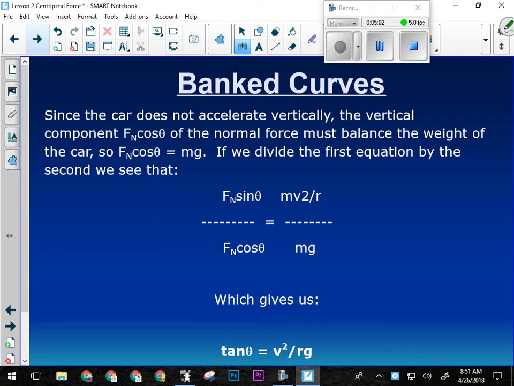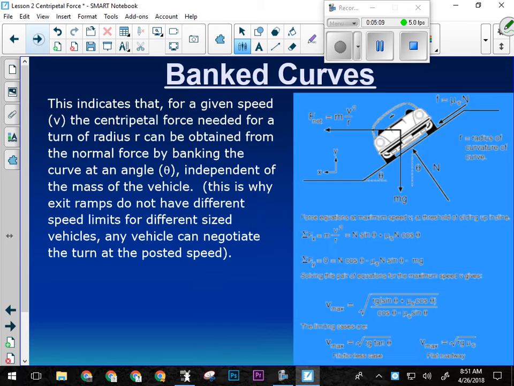All right, so this is just showing what we just did here. So we got opposite over adjacent. That's just the derivation there. All right, so that indicates that for a given speed, v, the centripetal force needed for a turn of whatever radius can be obtained from the normal force by banking the curve at an angle. And that's all this is showing here.